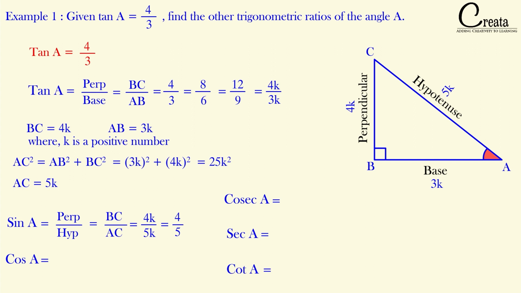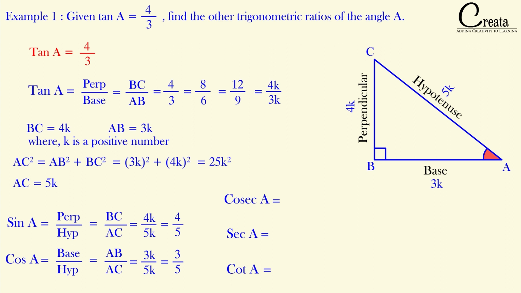Got it? Let's find cos A, which is base over hypotenuse, which is AB upon AC. We know AB as 3k and AC as 5k. K and K will cancel out. We got cos A as 3 by 5. Tan A is already given as 4 by 3.